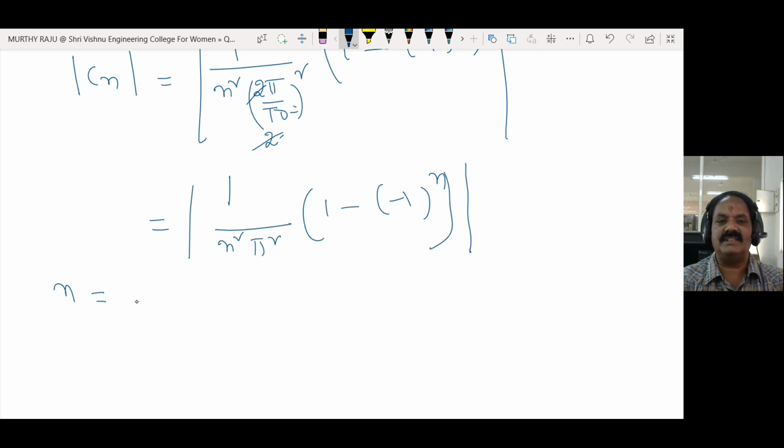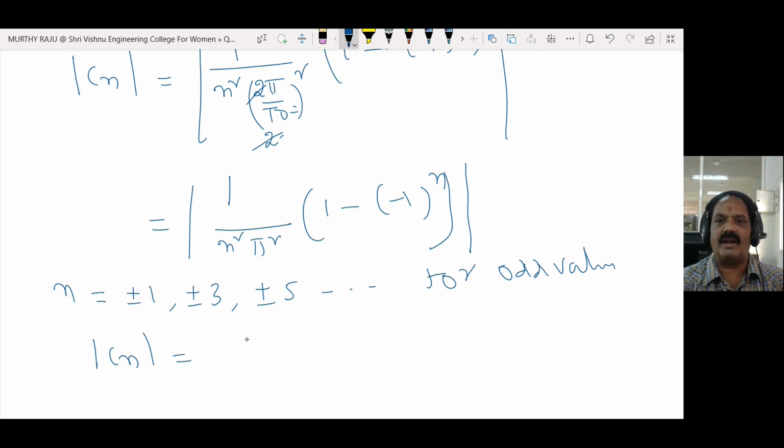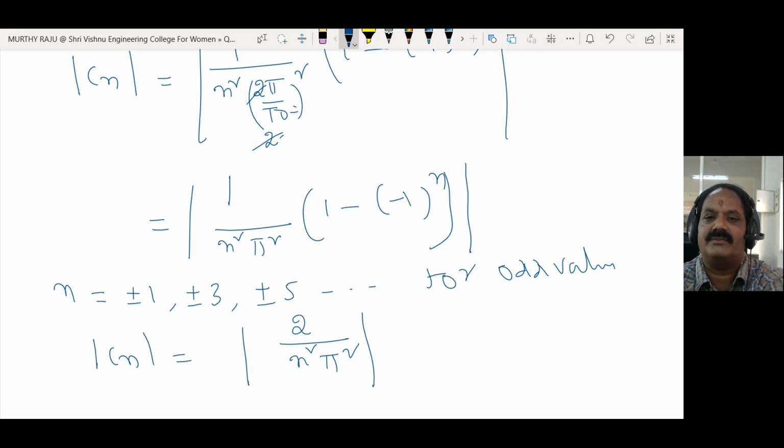For n, consider odd values, plus or minus 1, plus or minus 3, plus or minus 5. That is for odd values. Therefore, mod Cn for odd values, suppose n is equal to 1, minus 1 whole power 1 is minus 1, minus into minus plus. That is, for odd values, 2 by n square pi square. Modulus of 2 by n square pi square for odd values of n.